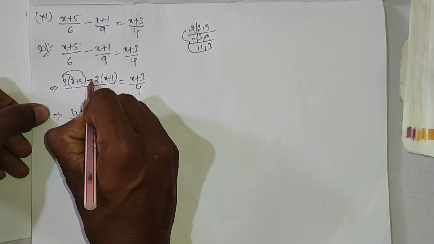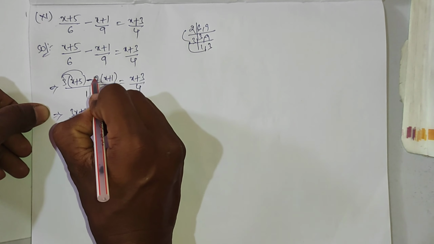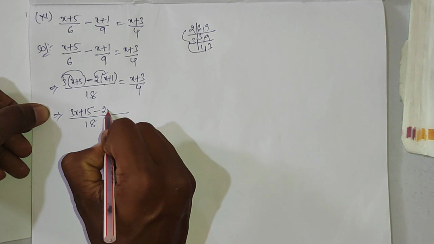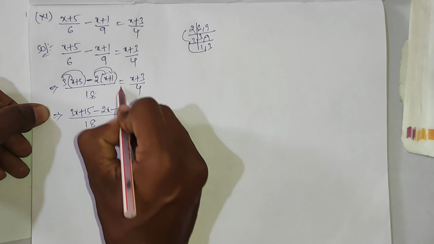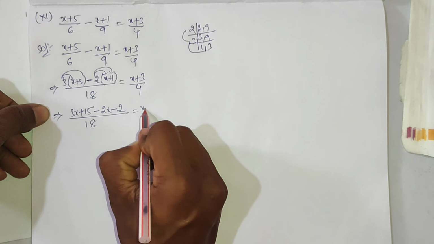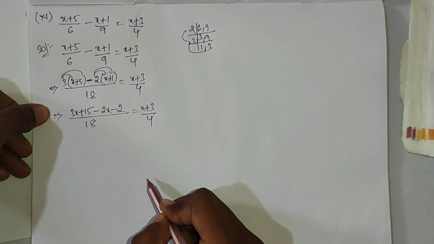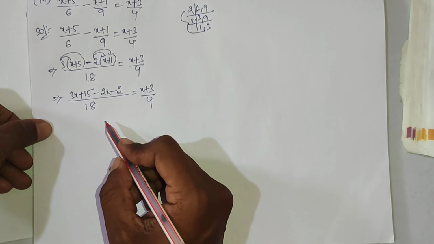Now, similarly, what is a minus? Minus into plus is minus. 2 into x is 2x. Minus into plus is minus. And 2 1s are 2. Is equal to (x+3)/4. Right? We remove the brackets.